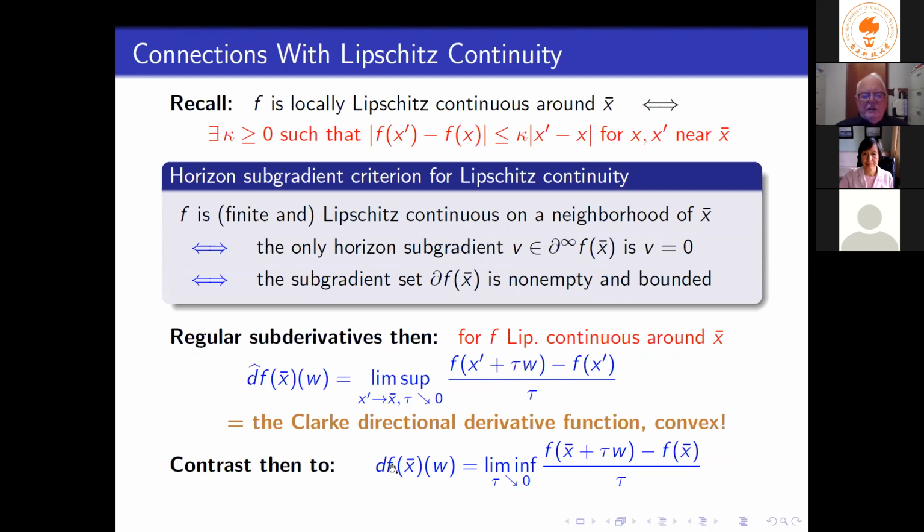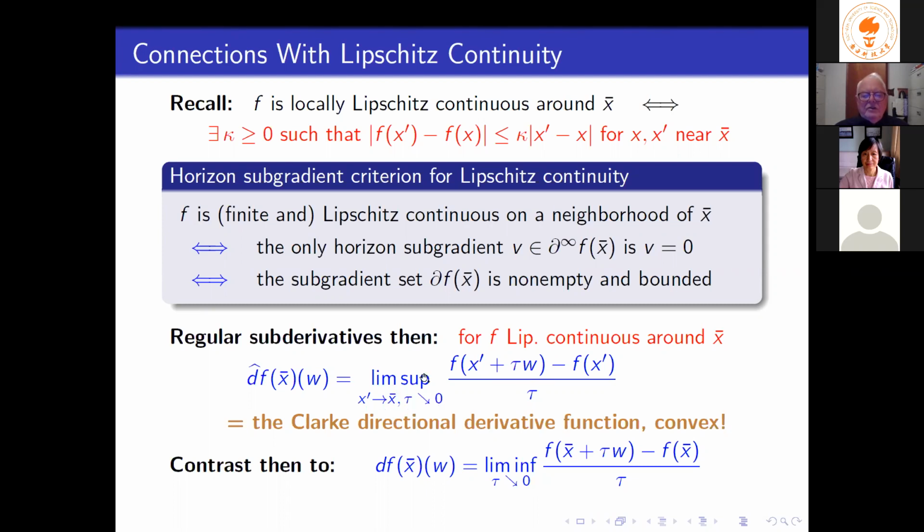So in the case of a Lipschitz function, when I take the general subderivative, I don't have to have the convergence of w prime to w, because Lipschitz continuity allows me to keep the direction fixed. So this thing is just like a regular directional derivative, except that it's a lim inf instead of a limit. But in the regular subderivative, it still involves a limit, but it's not necessarily the limit in the direction, but is a limit at nearby points.